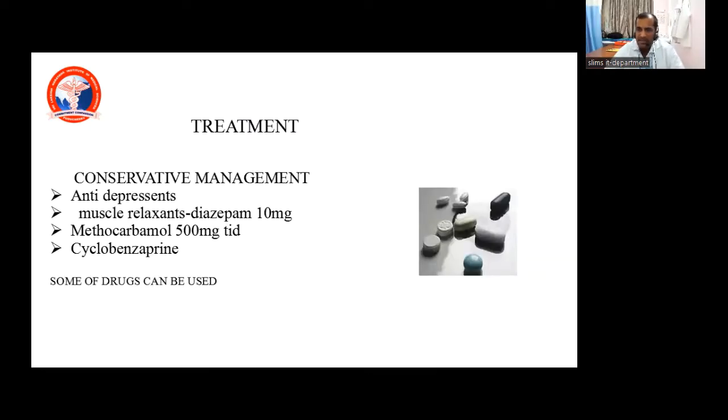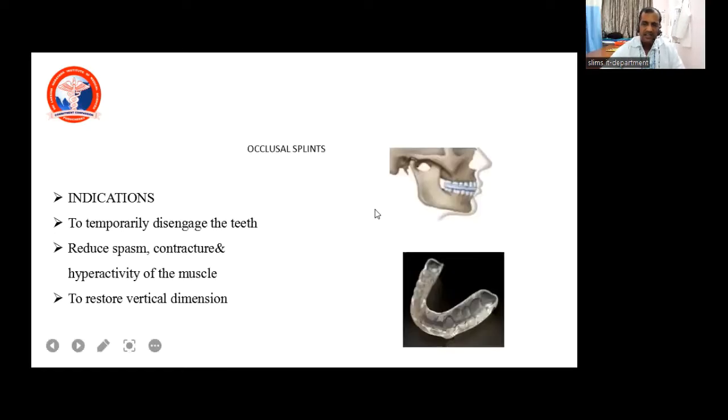Regarding the treatment part, mostly it is a conservative management. It starts with antidepressants, you can add muscle relaxants, or you can go for a combination of drugs. More of a conservative management. And the other management of the temporomandibular dysfunction is that you can give occlusal splints to the patient.